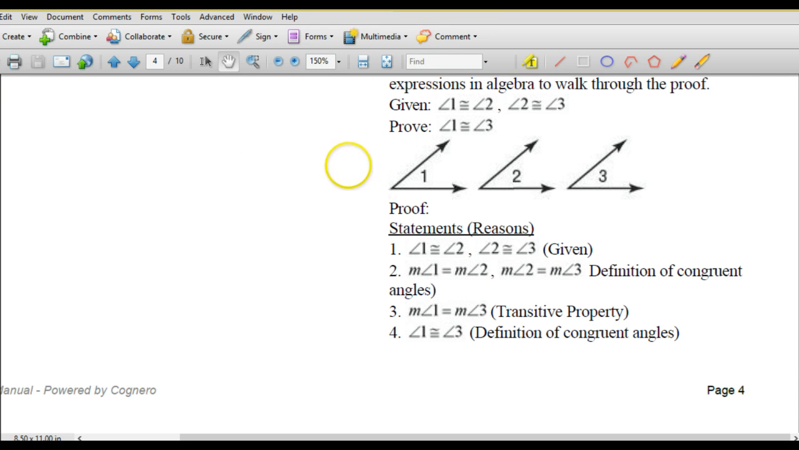From there, we can state that since the angles are congruent, then they will have equal measures. So the measure of 1 is equal to the measure of 2. The measure of 2 is equal to the measure of angle 3, and that's by definition of congruent angles. From here, we just use the transitive property of equality.